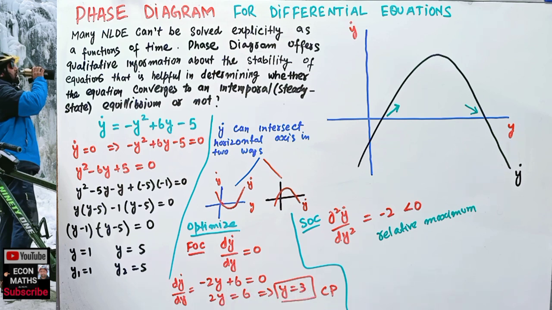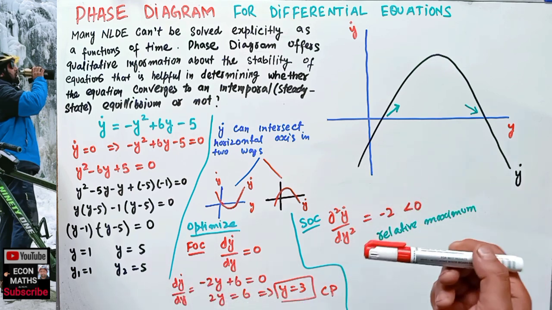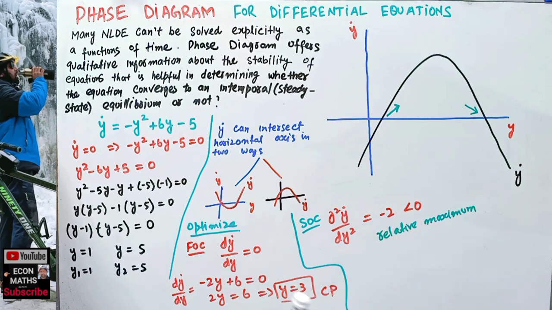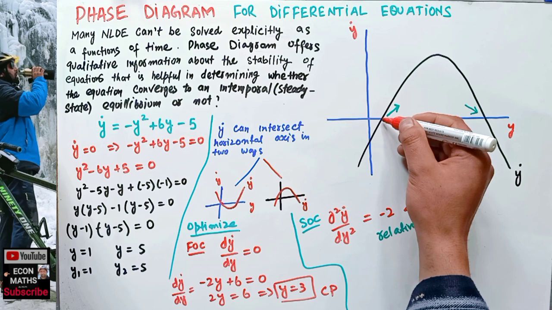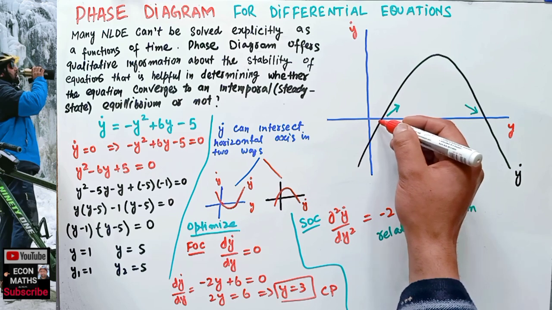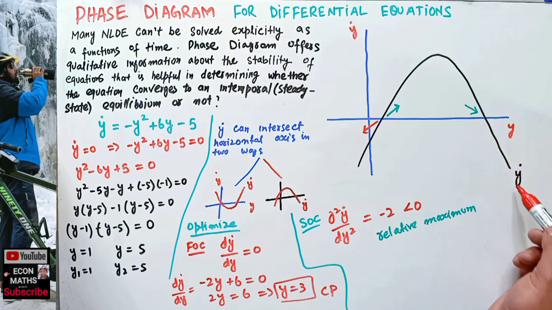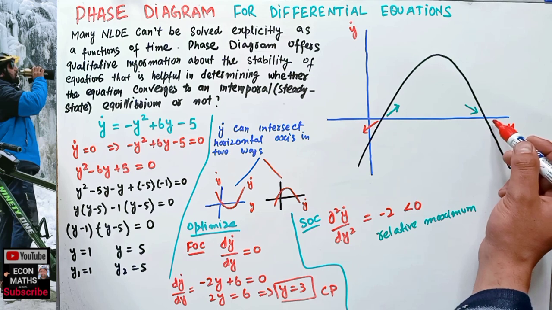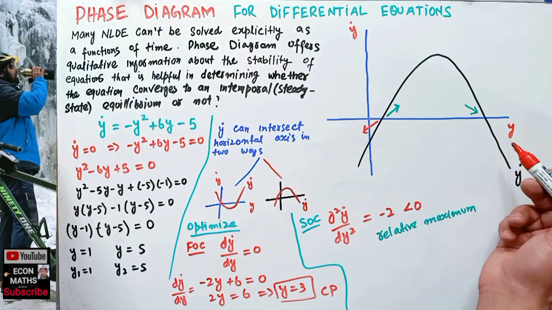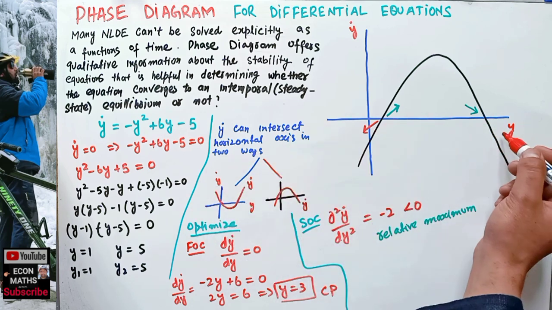First thing. Second is, if the y dot graph lies below the horizontal axis, the arrows of motion will point towards left. Here you can see from this point y dot is below the horizontal axis, so the arrows of motion will point towards left. Here from this point the y dot is below the horizontal axis, so it will point towards left. So left is this side, so here it will be left in this case.